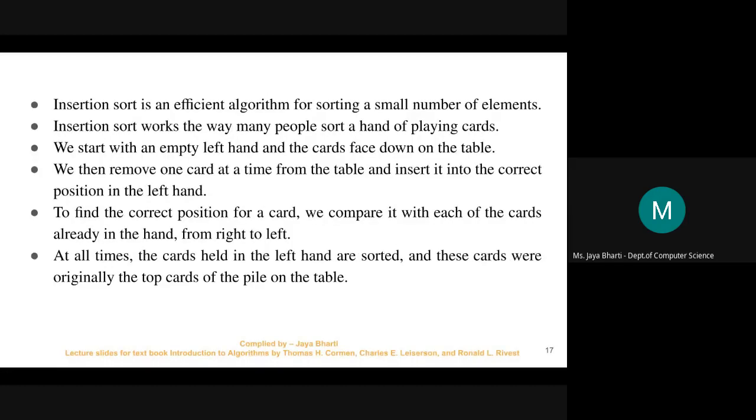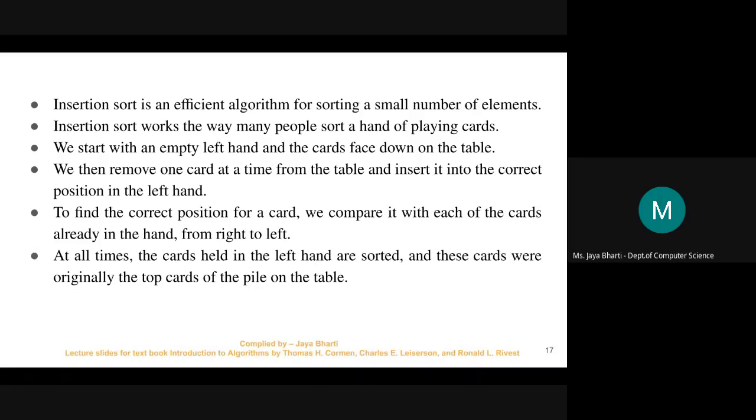Insertion sort is an efficient algorithm for sorting a small number of elements. So if you have a very small number of elements, then insertion sort is very good. As we have seen in the previous example, when we have a large number of elements, insertion sort does not perform very well. So if you have a small number of elements, then insertion sort is the best algorithm to use. And insertion sort works the way many people sort a hand of playing cards. Okay, so it works in the same way that you sort playing cards.